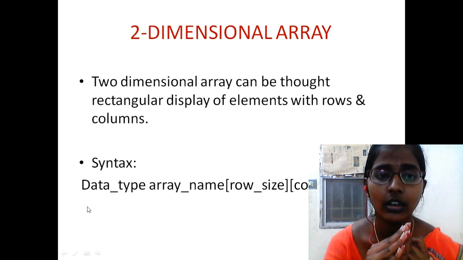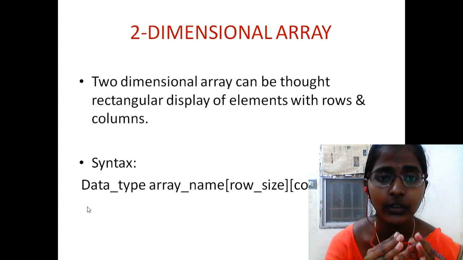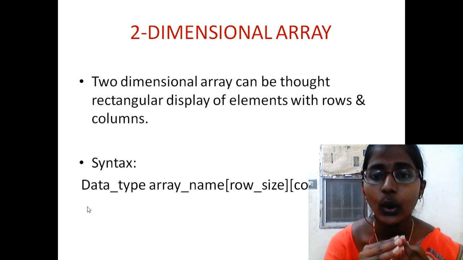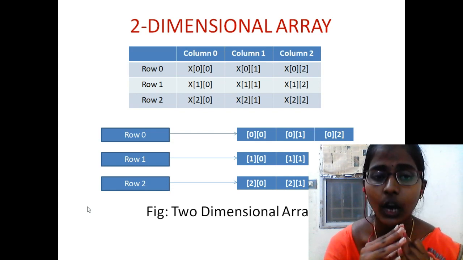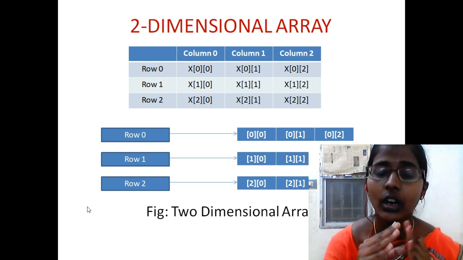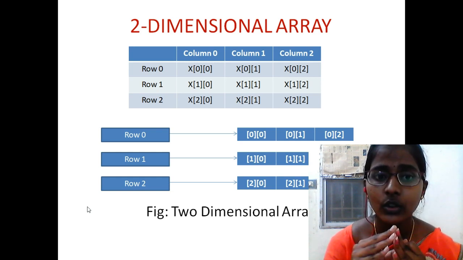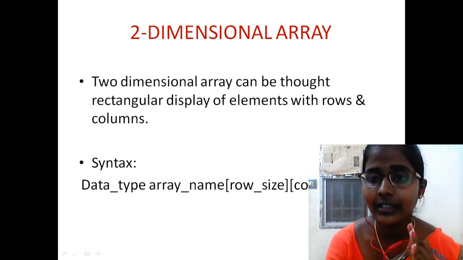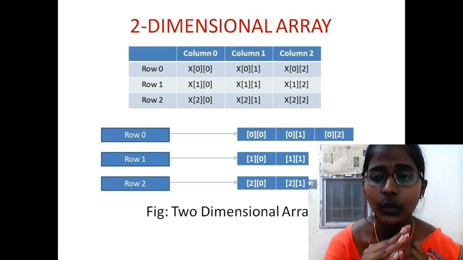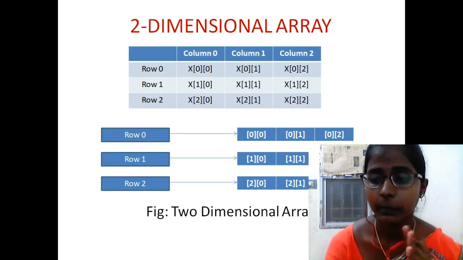Let me check the syntax. In this syntax, initially the data type is given. After that, the array name, then the row size and column size. This is an example of how the two-dimensional array elements are stored. First, the row and column values are given. The first index represents the row size, and the next index represents the column size. Like a matrix, it will assign the values in the form of a for loop.